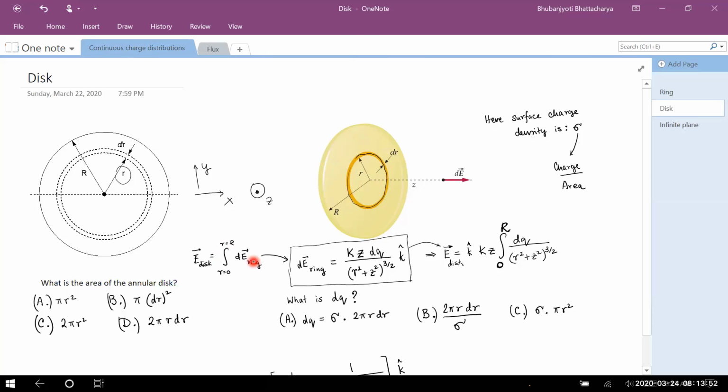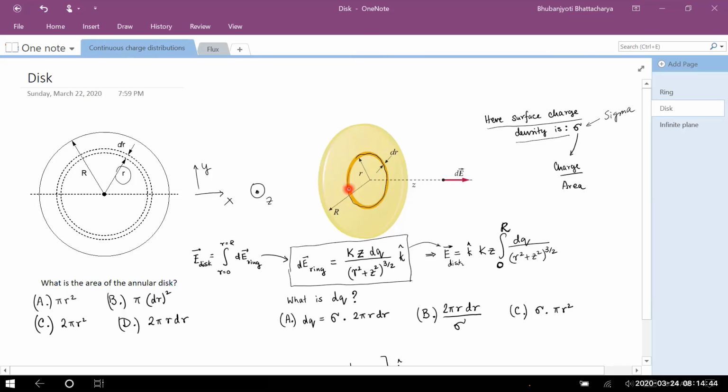So the first question would be, what is the area of the annular disk? The reason we need to know this is because unlike a ring, which had a line charge density, a disk, which is really a surface, has a surface charge density. We'll call it sigma, the Greek letter sigma. Sigma is surface charge density, and it's basically a charge divided by an area. So if I know the area of a certain region, I can multiply that area with sigma, and that gives me the charge. And if I know the charge, then I can plug it into my electric field due to a ring formula and get the electric field due to the annulus.